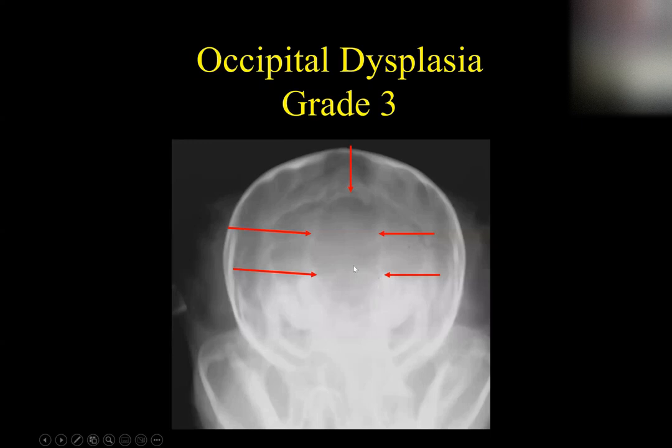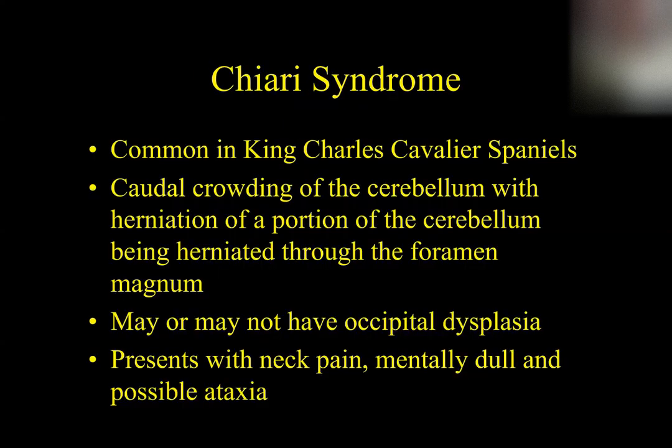Here's another example. Here's another dog. Here's the occipital, the foramen magnum here, and here's its large dorsal extent. So you can see from here to here, it's probably wider than the foramen itself. So that's probably a grade 3 occipital dysplasia. And again, a lot of these dogs, even with grade 3, may not show any clinical signs. Over time, they may develop clinical signs though. So that's occipital dysplasia.